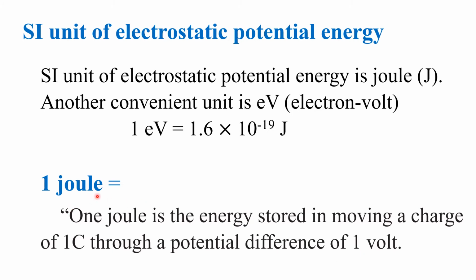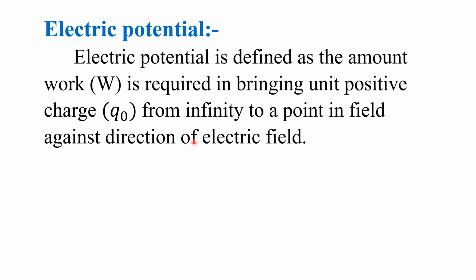So here is the definition of 1 joule, I repeat again: 1 joule is the energy stored in moving a charge of 1 coulomb through a potential difference of 1 volt. In the next article, we will define electric potential. So what is the difference between electric potential and electric potential energy? There is only a slight difference.